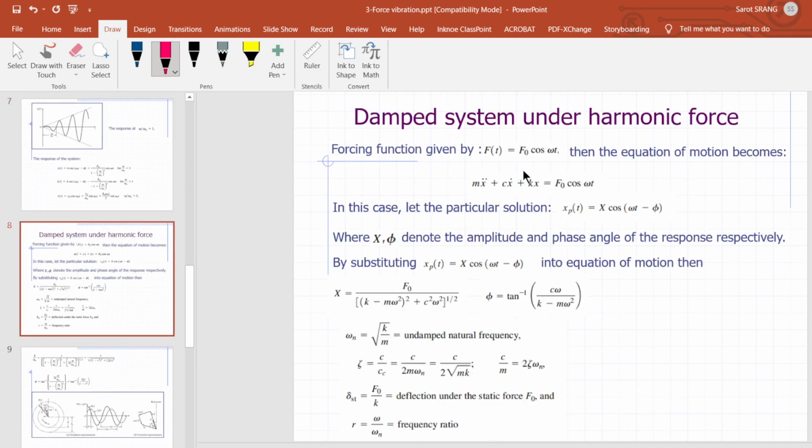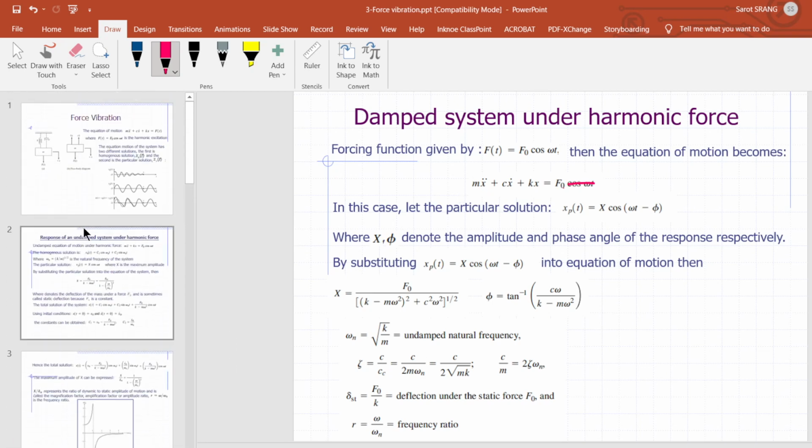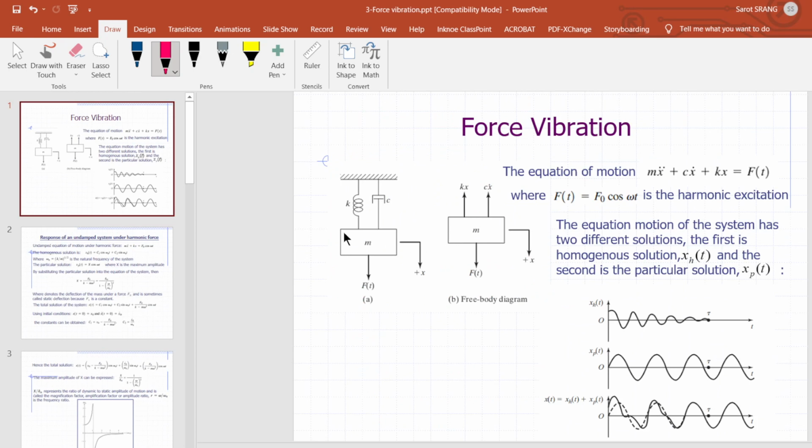Small delta is a particular solution when you apply the force only F0, constant. If you apply external force F0 to the system, so this is the system, and you apply F, it's just a constant. You pull it, so it will displace to a certain point and then stay there, right? So that displacement is called delta, denoted by delta.